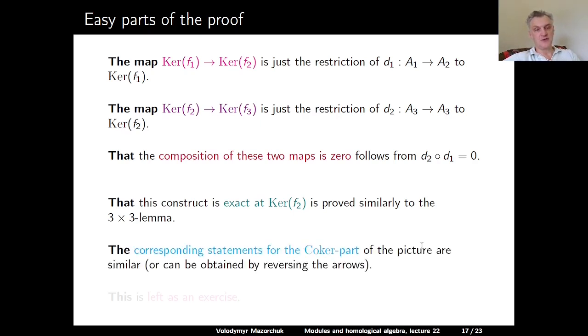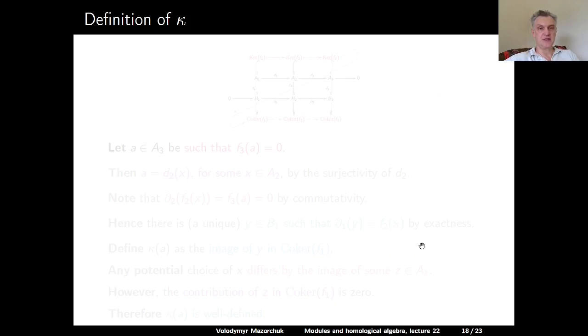And in the dual part of the complex, the cokernel part, where we have the induced maps between the cokernels, this is completely similar, or can be obtained by reversing all arrows in our diagrams. So the really interesting part is the one which is connected to the connecting homomorphism kappa. So let us define this kappa.